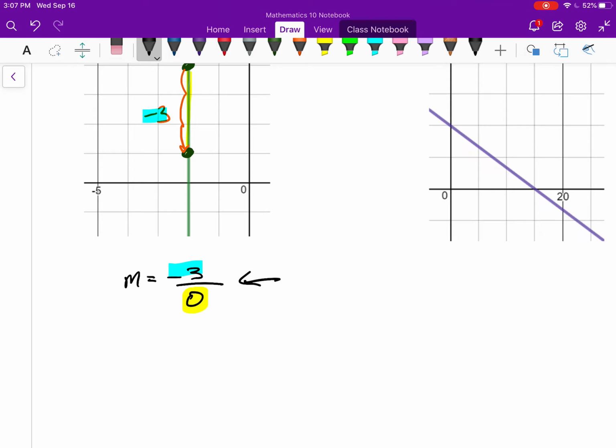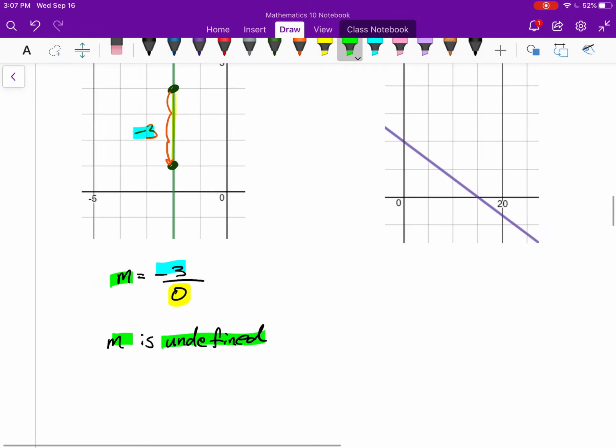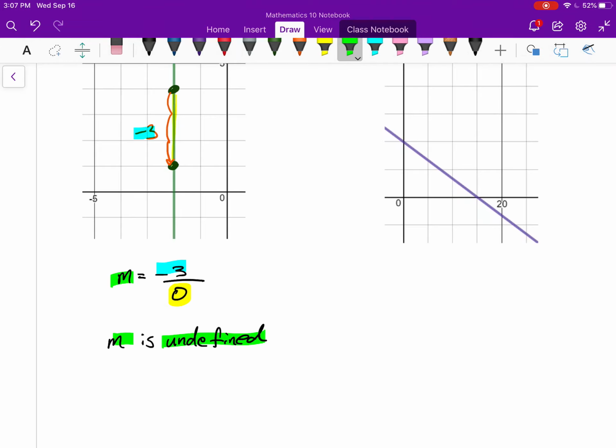Anytime you divide by 0, it's undefined. There is no number for it. You can't describe the slope of a vertical line with a number because you're dividing by 0. And so anytime you have a slope that is undefined, we know we're looking at a purely vertical line.